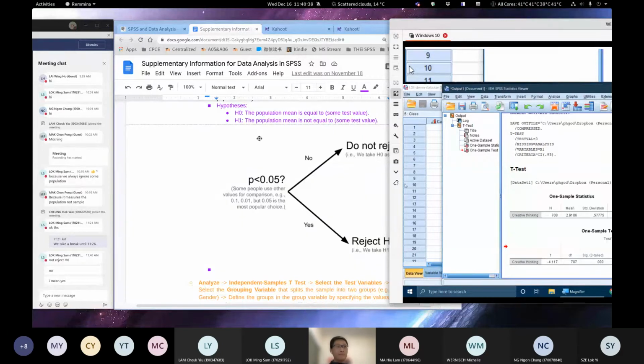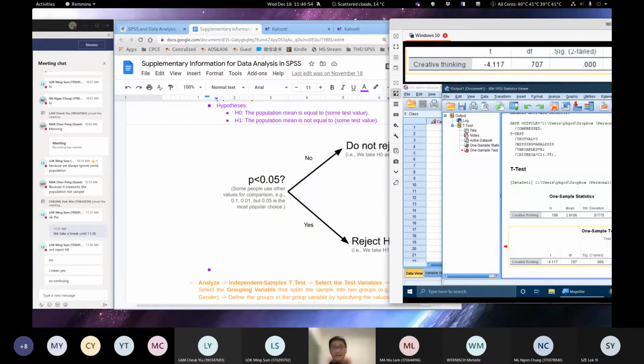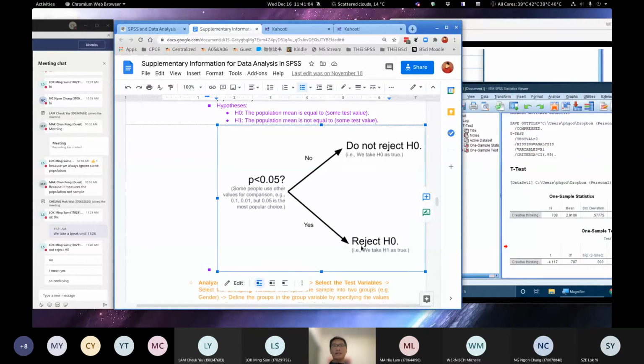So look at here. So we ask, is P smaller than 0.05? And obviously it is, because P is equal to 0.000 according to here. Okay, 0.000. So it is smaller than 0.05. So we go to the lower arm, and the conclusion is to reject H0.